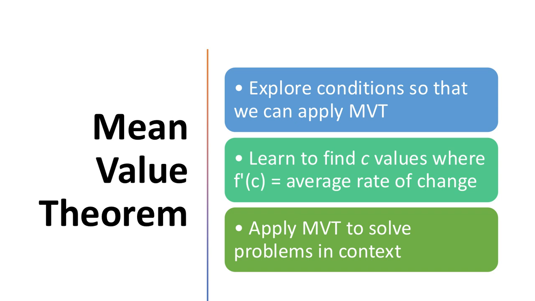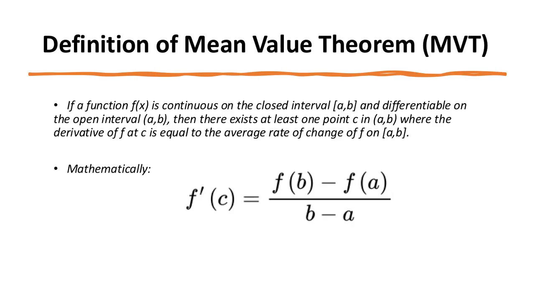We're going to find c, which could be a number. There are values where the function's derivative at c is the same as the average rate of change. Average rate of change should look familiar from Algebra 1 skills. It's your slope. And then we're going to apply the mean value theorem to solve problems or look at problems in context. So let's start with a formal definition.